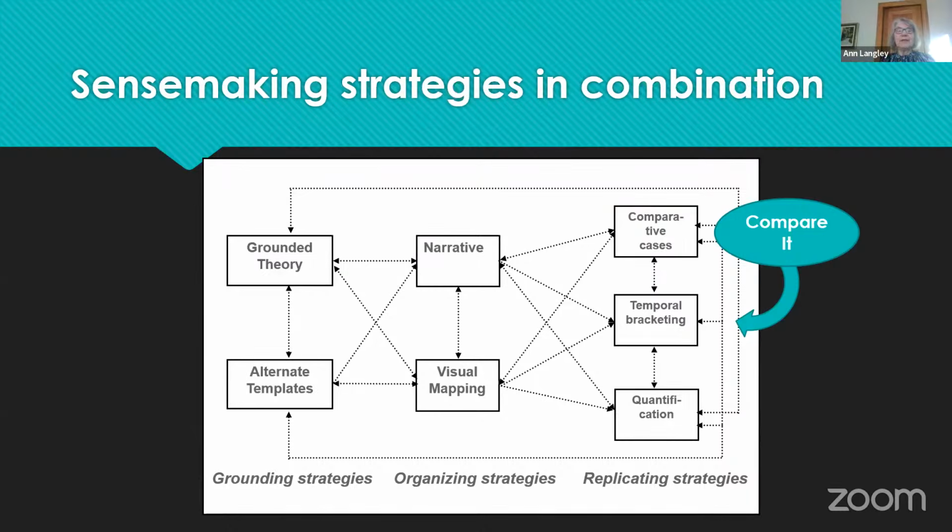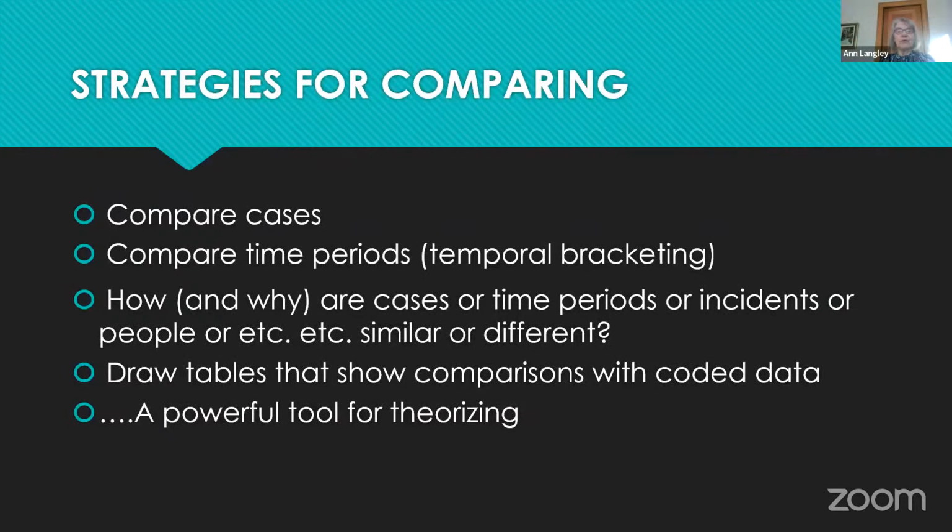Comparing for me is a really powerful tool for theorizing because it makes you theorize. The example I always give is if you have children and you have a little boy and a little girl, you immediately start to theorize about the differences that come from gender. We are programmed to theorize from empirical differences and similarities that we see. And so it is really powerful to do that. And you can compare in all kinds of ways.